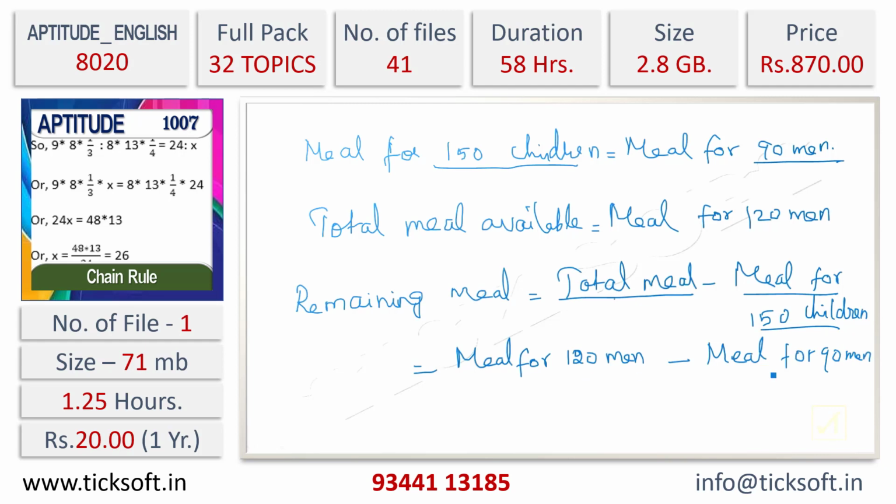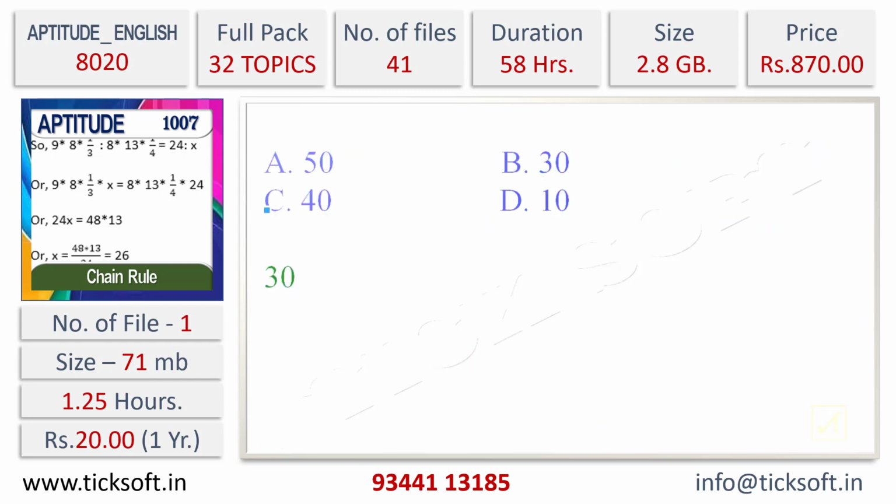So here if we subtract the meal for 90 men from the meal for 120 men, then what will we get? Then we will get the meal for 30 men, because 120 minus 90 will be equal to 30. Hence we can cater 30 men with the remaining meal. So what is the required answer? The required answer is 30. So out of these four options, option B, 30 is the required answer.